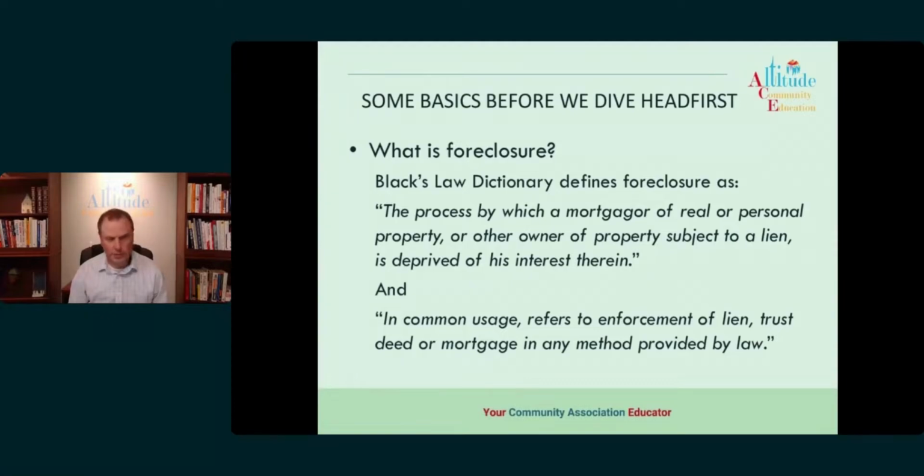All right, so before we really dive head first, just some of the basics. So what is a foreclosure? Black's Law Dictionary defines foreclosure as the process by which a mortgagor of real or personal property, or other owner of property subject to a lien, is deprived of his interest therein, and in common usage refers to enforcement of a lien, trust, deed, or mortgage in any method provided by law.